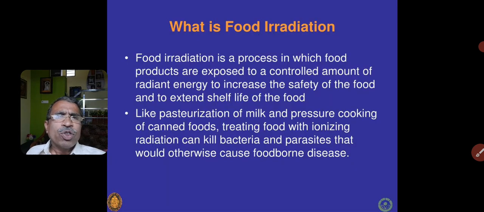Here in this slide I have shown what food irradiation is. Food irradiation is a process in which food products are exposed to a controlled amount of radiant energy to increase the safety of the food and to extend its shelf life. Like pasteurization of milk and pressure cooking of canned foods, treating food with ionizing radiation can kill bacteria and parasites that would otherwise cause foodborne diseases.